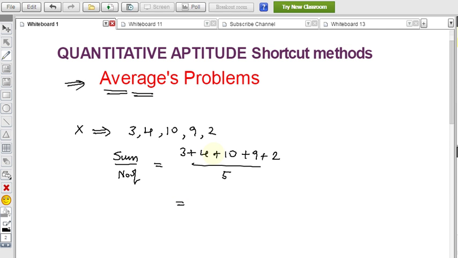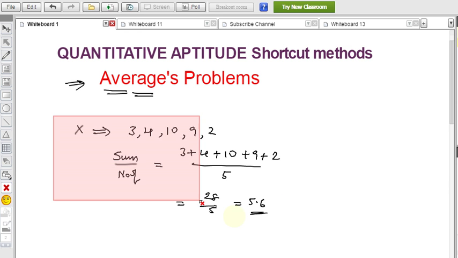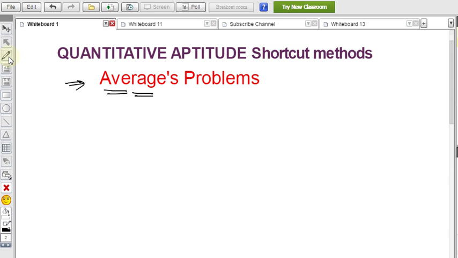That is 7, 17 and 26, 28. Divide by 5. If you do division this, 5, 5 so 25 and 0.30, so 5.6. 5.6 is average mark out of 10. So we have studied in earlier classes this topic. Now let us come to the direct formula and we'll see this.